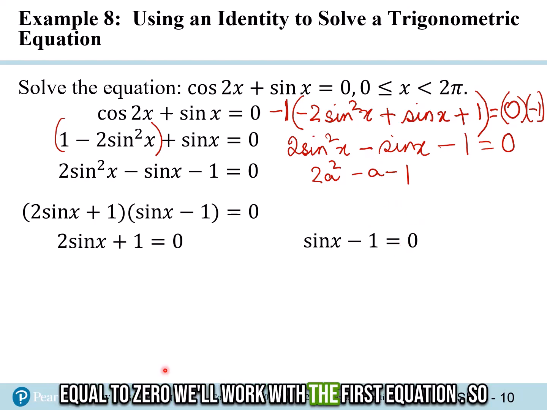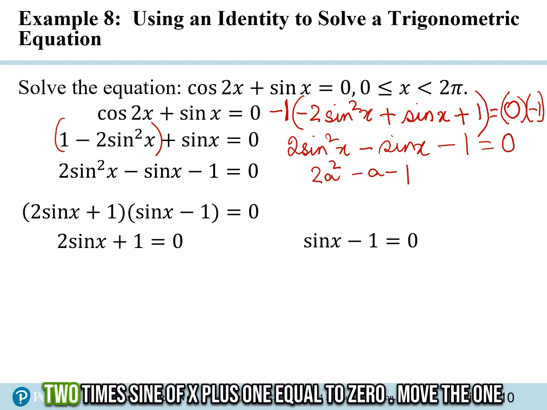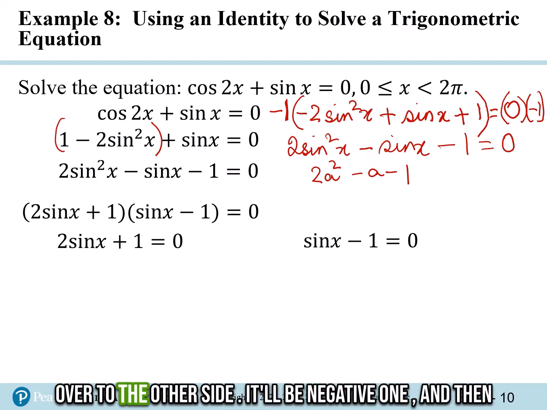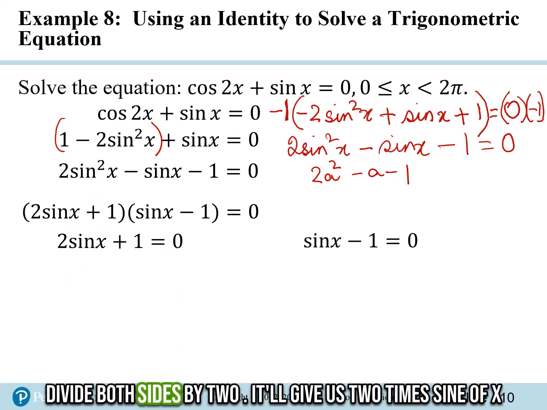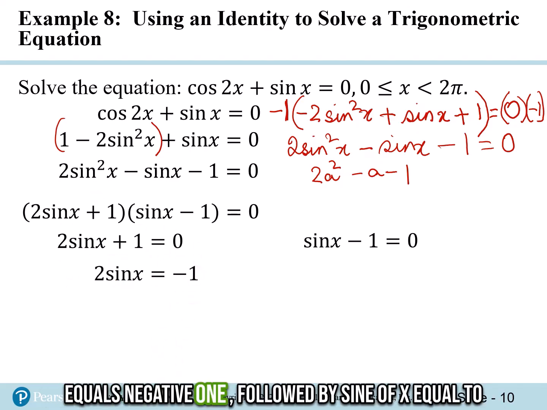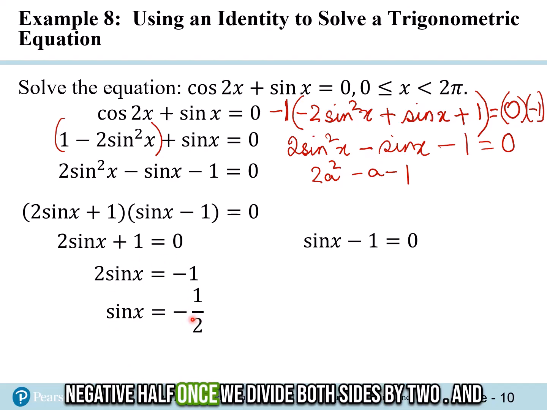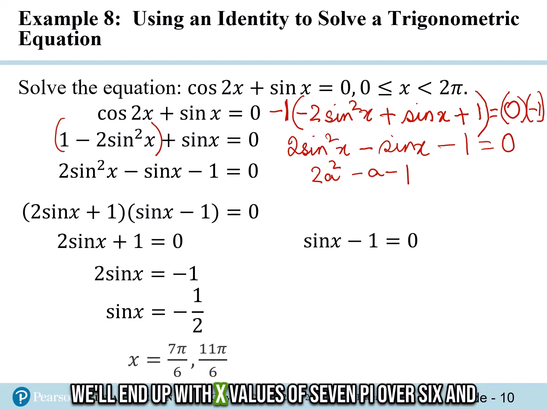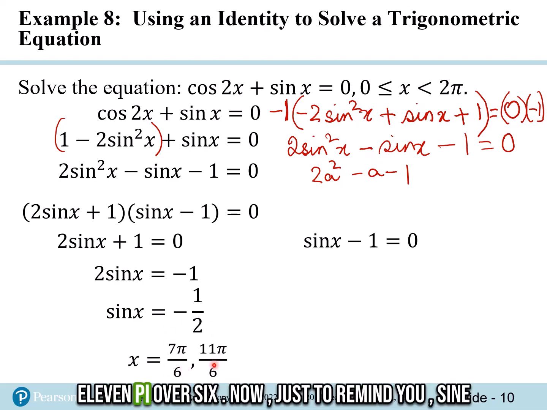We'll work with the first equation. So 2 times sine of x plus 1 equal to 0. Move the 1 over to the other side. It'll be negative 1, and then divide both sides by 2. It'll give us 2 times sine of x equals negative 1, followed by sine of x equal to negative half once we divide both sides by 2. And we'll end up with x values of 7 pi over 6 and 11 pi over 6.